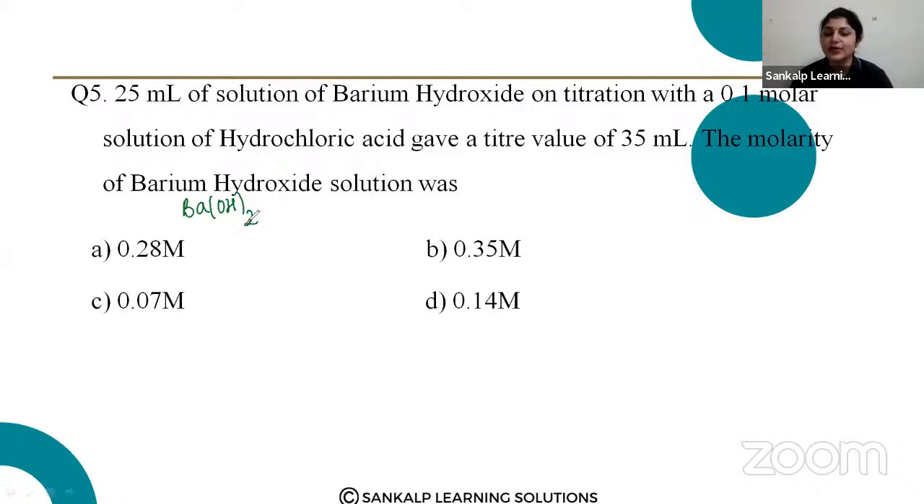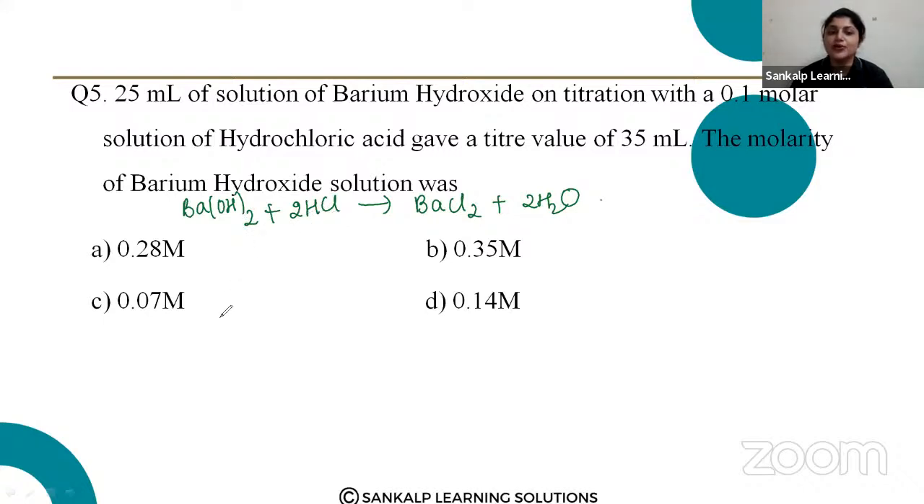So the two solutions are barium hydroxide and HCl. Barium hydroxide plus 2 HCl will give you barium chloride plus 2 H2O. Now, the basicity and acidicity. Here the acidicity of the base is 2 and the basicity of the acid is 1.